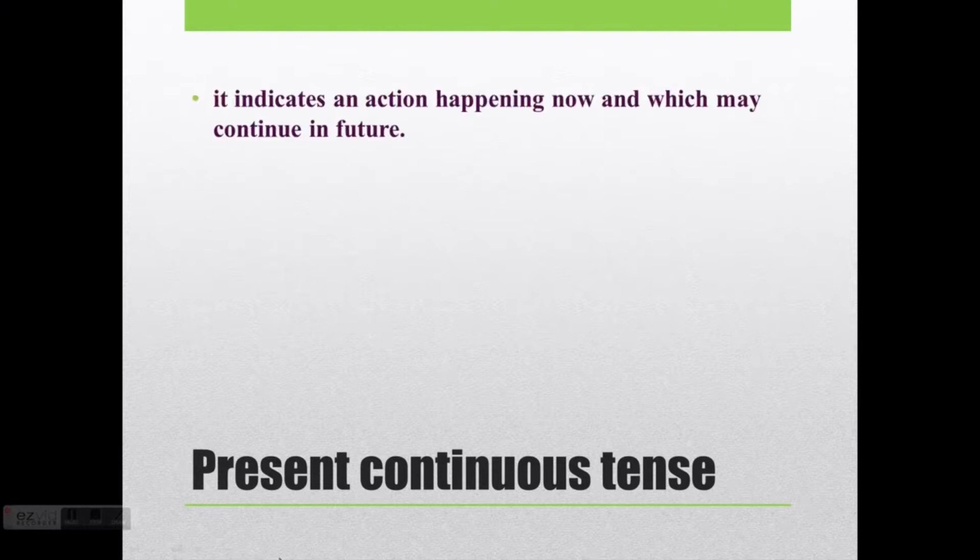What is present continuous tense? It indicates an action happening now and which may continue in future. The name itself represents it: continuous, which may continue in future. So the sentences in present continuous tense can be written as subject plus auxiliary verb plus main verb plus ing form plus object.